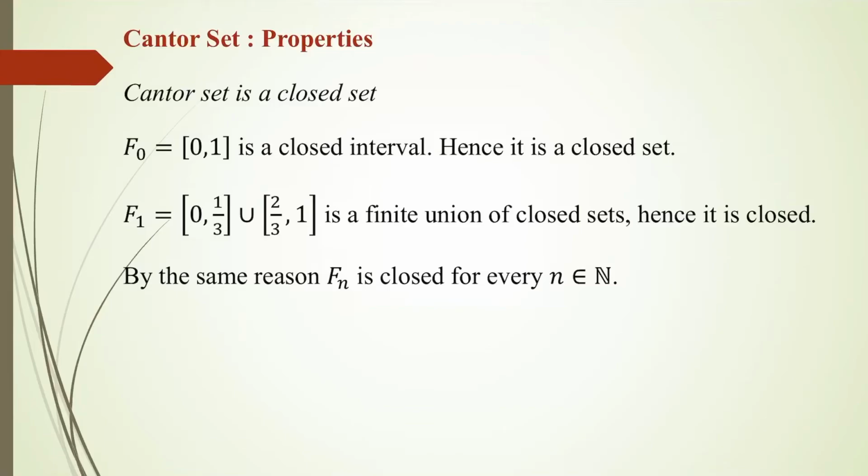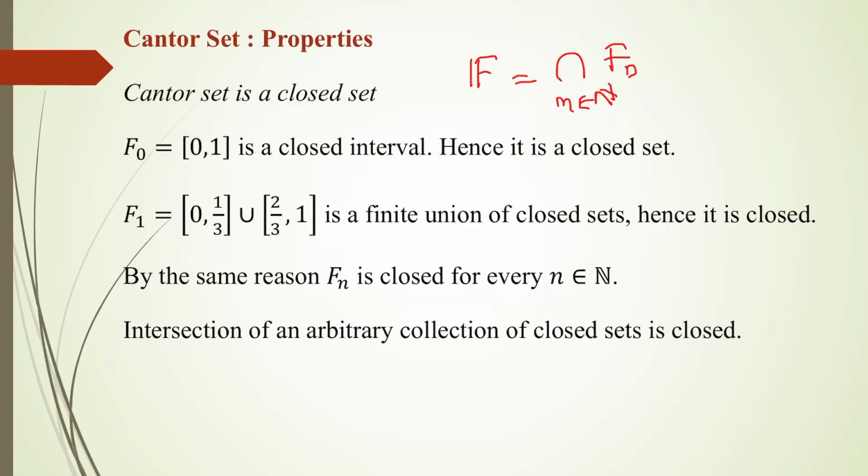Each Fn is closed. Now what is bold F? The Cantor set is the intersection of all these Fn's, and each of these Fn's are closed sets, and we know that an arbitrary intersection of closed sets is closed. You take an arbitrary collection of closed sets, its intersection will always be a closed set. So by that property we can say that the Cantor set is closed. Okay. So the Cantor set is a closed set in R.